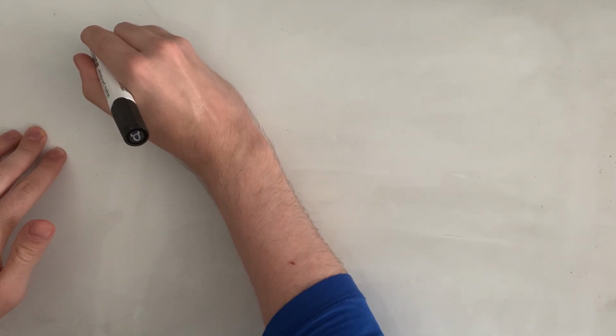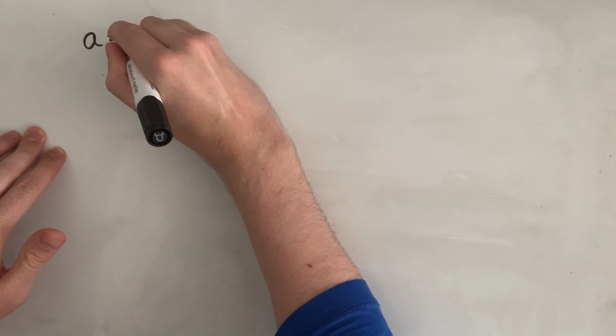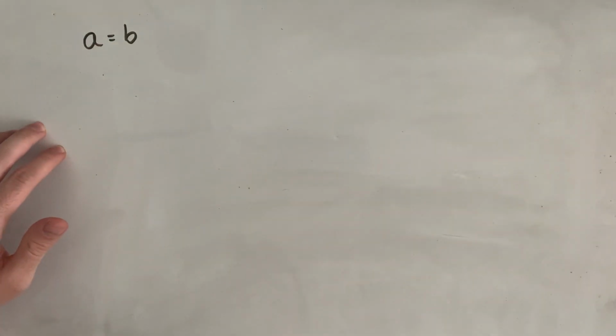So today what we're going to be looking at is an interesting "proof", which is often used to prove that 1 is equal to 2, and somewhat debunking this. So we start off by saying that A is equal to B.